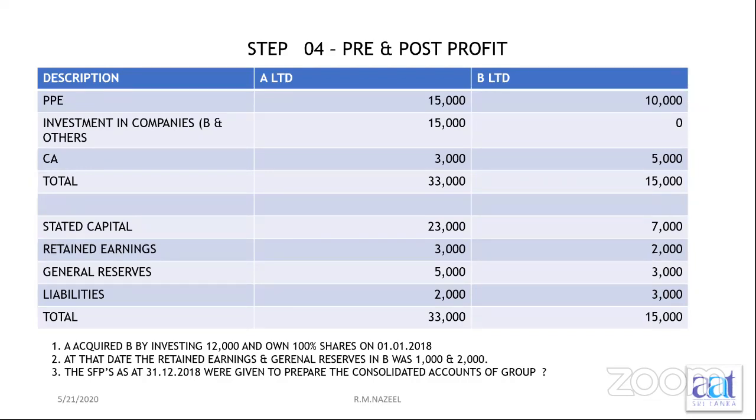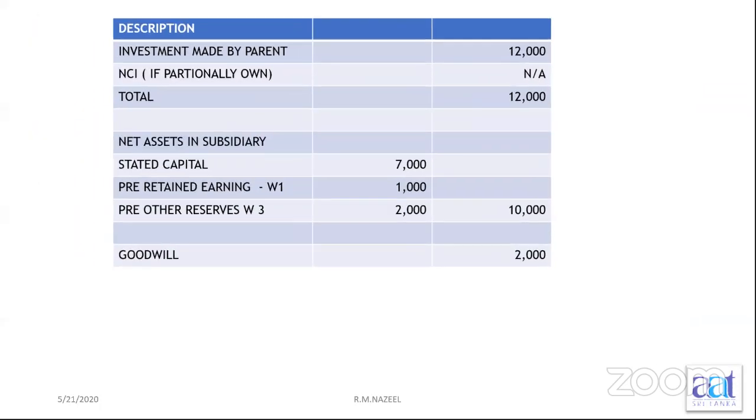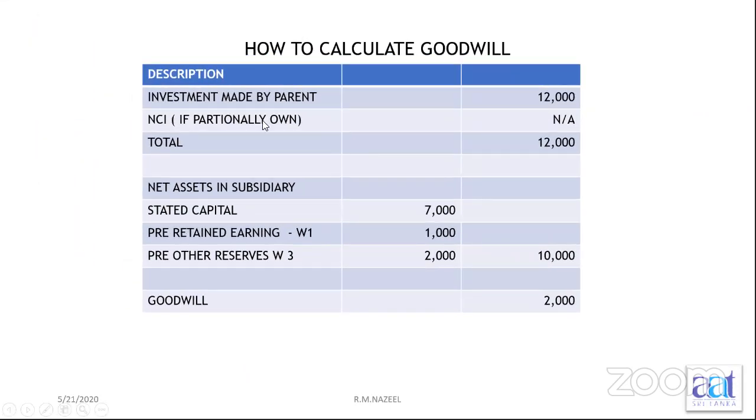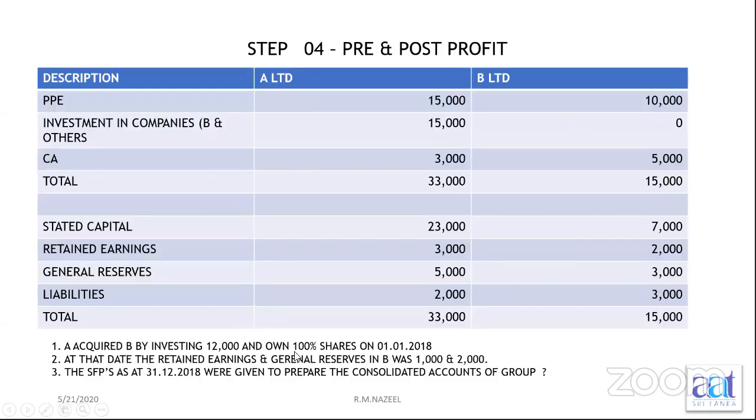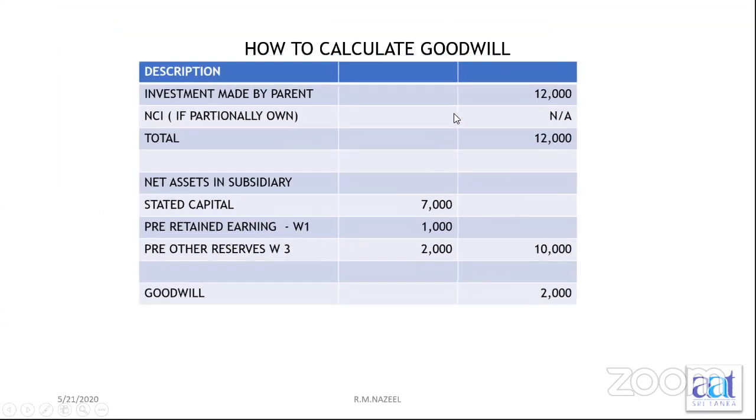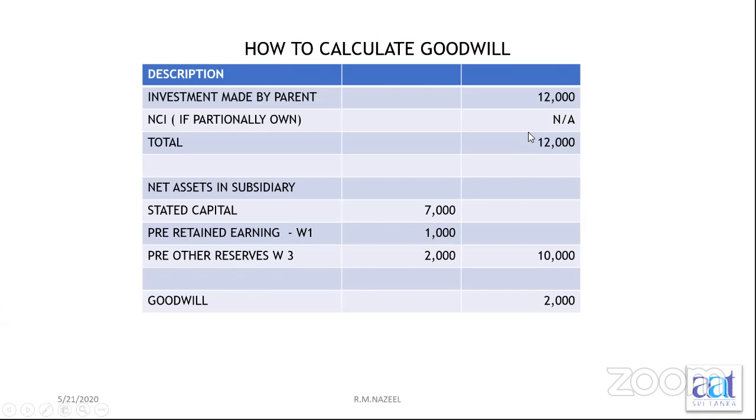So the question is given. Now we will see how to calculate the goodwill, and thereon we'll see the adjustments, right? Now I have given the goodwill. See how we get the goodwill. This is an overview of all the areas. Investment made by the parent is 12,000, right? It is a fully owned subsidiary, 100% owned, so no NCI or anything. So it's 12,000 rupees. I have given this so you can see how it evolves if NCI comes.